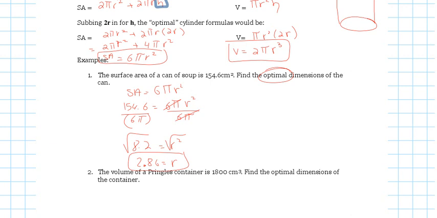So I found the radius, but that won't be it. That's not how I'm going to find the height, right? Because remember, a cylinder has a radius and a height. So to find the height, it's a matter of just h is equal to 2r, because that's my optimal shape. So it's going to be 2 times 2.86, which is... and then include a therefore statement.